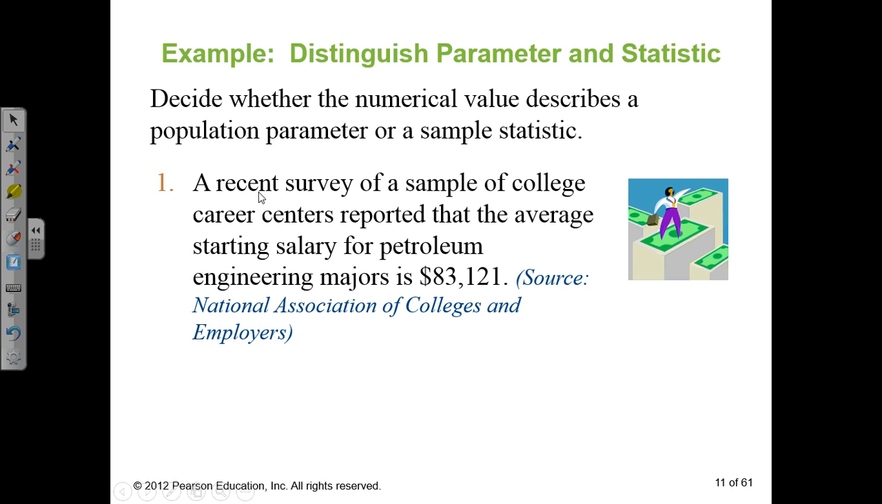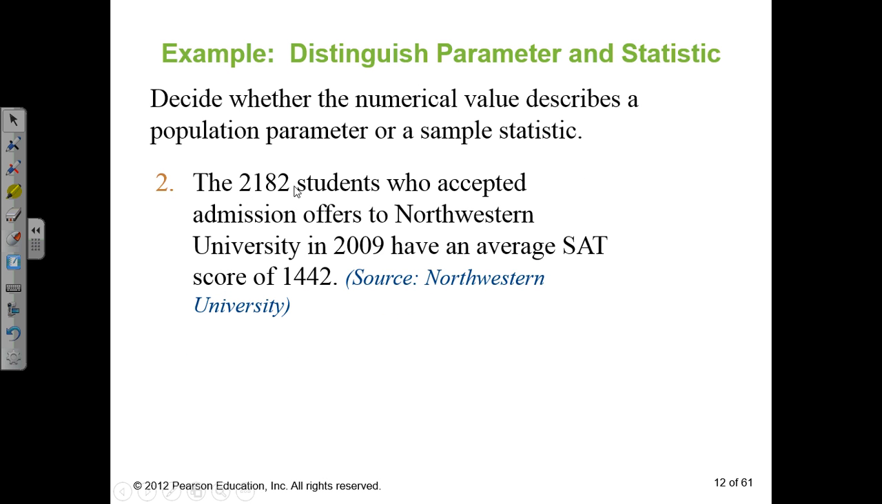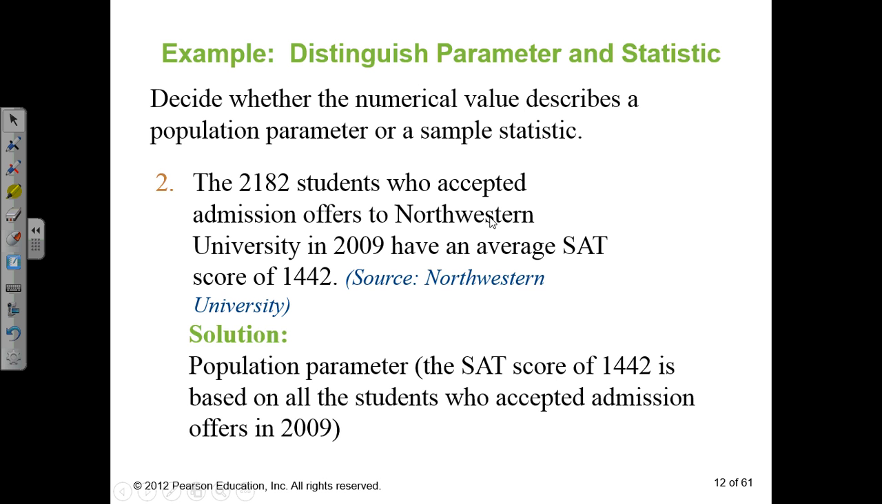Now decide whether the following is a population parameter or a sample statistic. A recent survey of a sample, that's a key word there, of college career centers reported that the average salary for petroleum engineers is $83,121. Since this came from a sample, it must be a statistic. 2,182 students who accepted admission to Northwestern in 2009 have an average SAT of 1442. Now this is all of the students who accepted admission offers to Northwestern. So this must be a parameter.